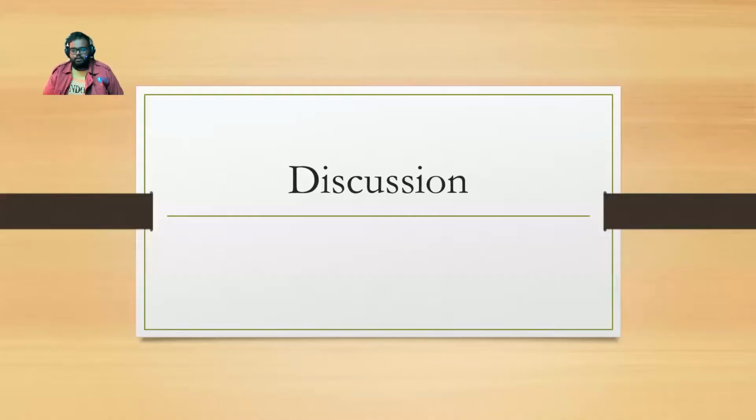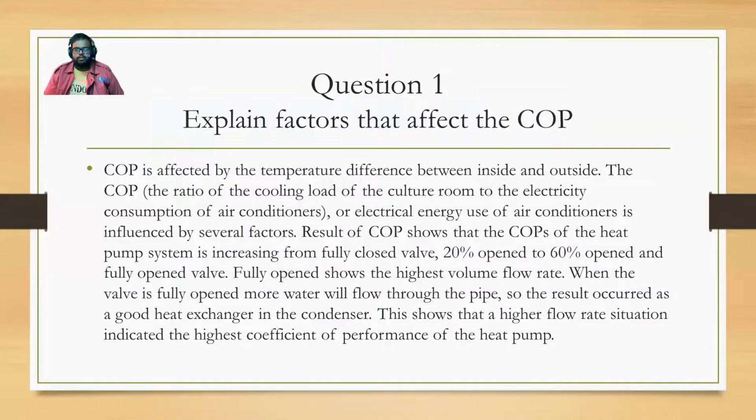For the discussion part, the first question is, explain the factors that affect the COP. The COP is affected by the temperature difference between inside and outside. The COP, the ratio of the cooling load of the culture room to the electricity consumption of the air conditioner, or the electric energy used by the air conditioner, is influenced by several factors. One of the factors is the size of the expansion valve.